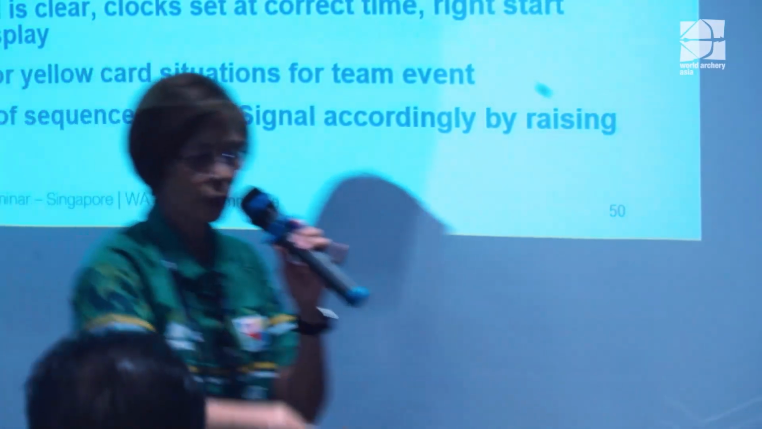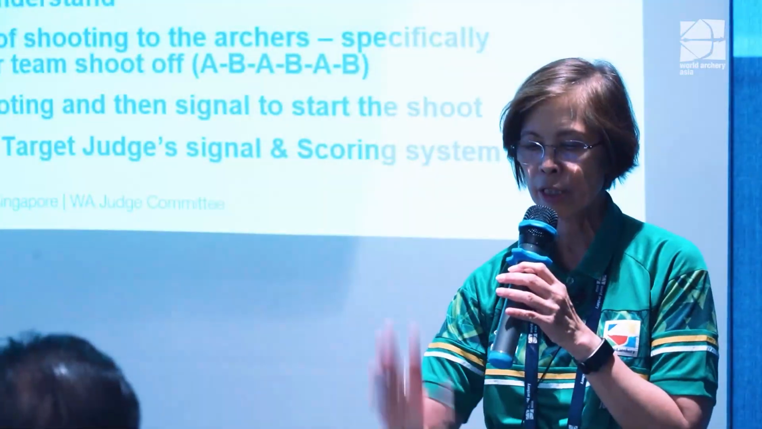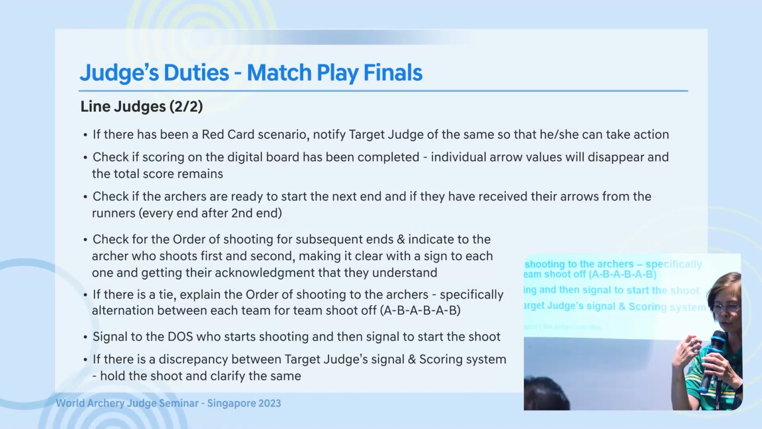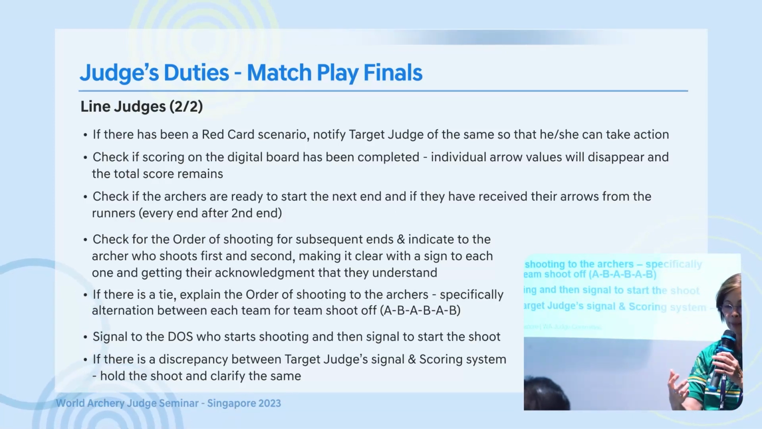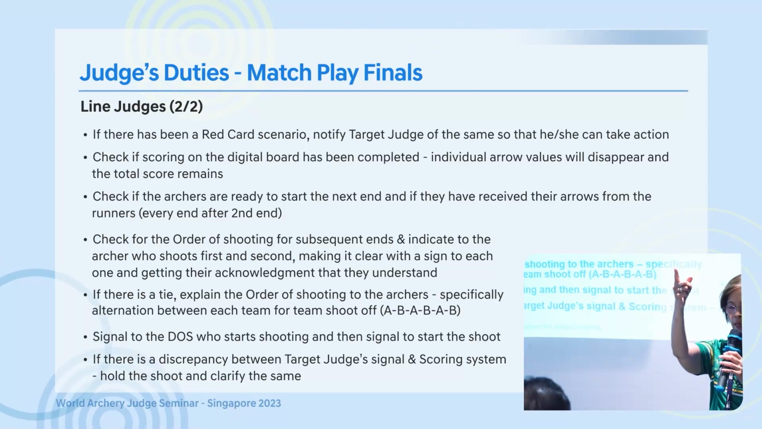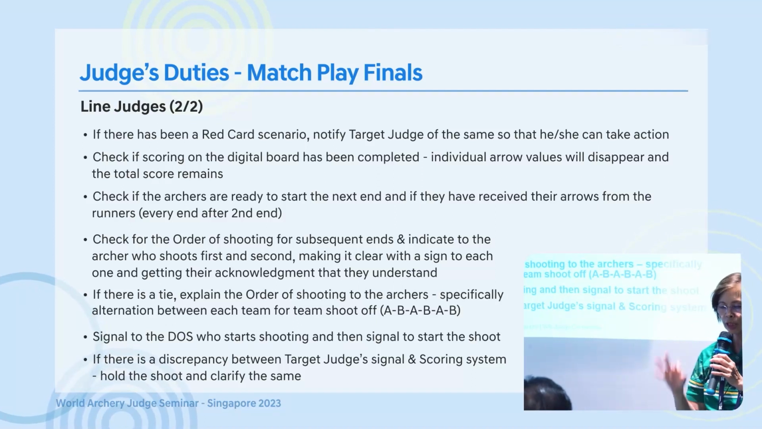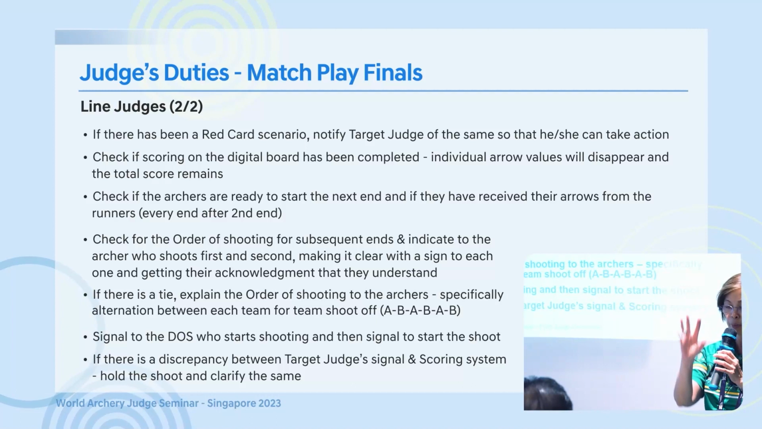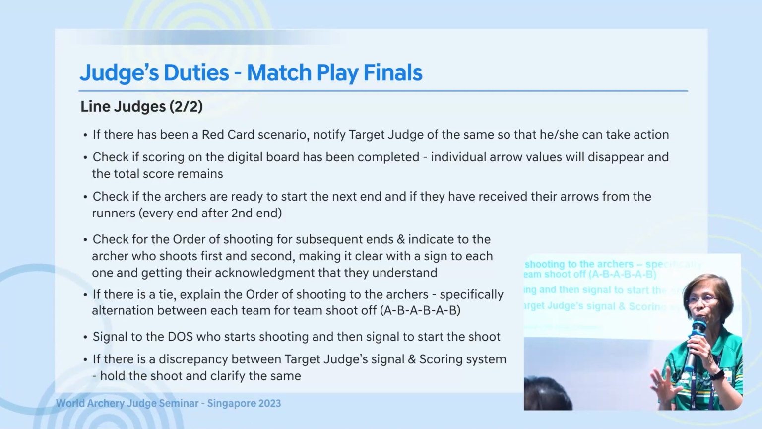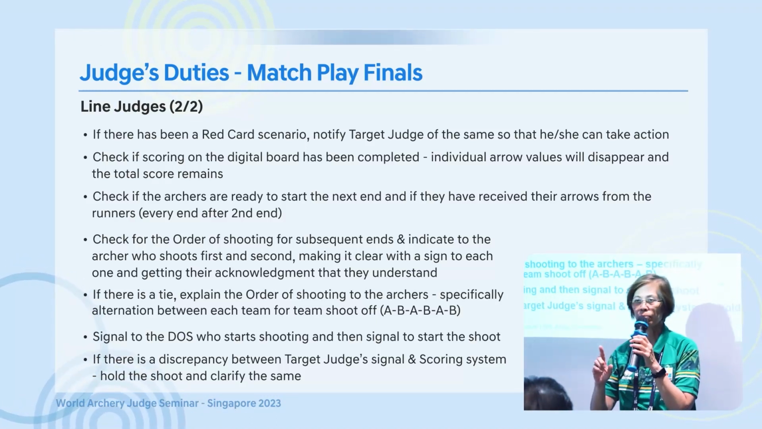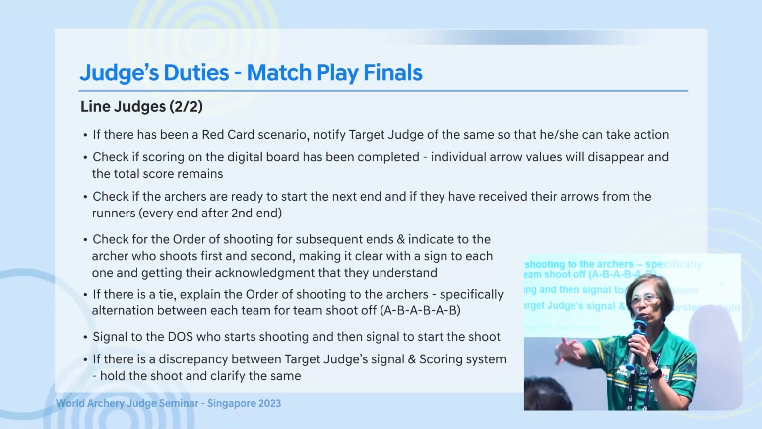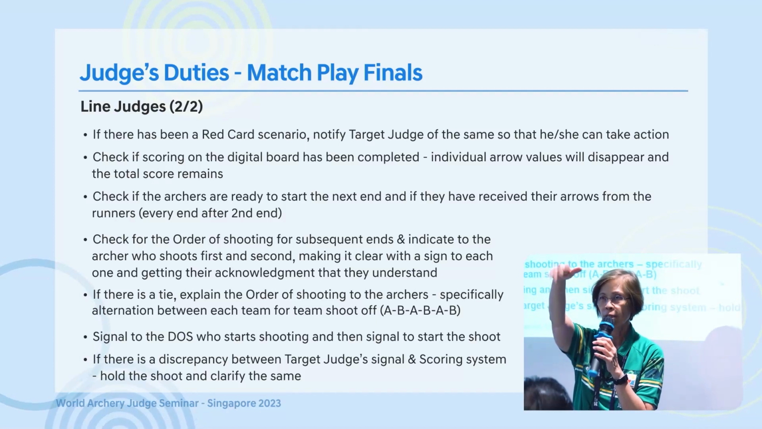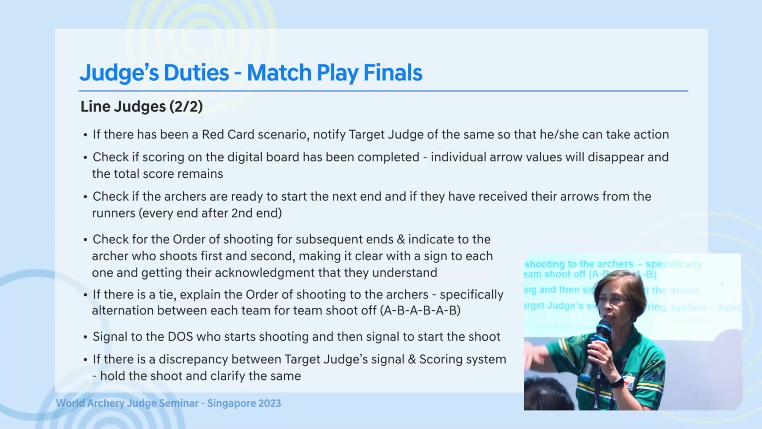Okay, so now if there has been a red card scenario, you notify the target judge through the radio of what happened so that at the target they can take action. Now, check if scoring on the digital board has been completed. Individual arrow values will disappear and the total score remains. And this is the best time to turn around. Remember, you are now here at the center and they're scoring the arrows at the target.